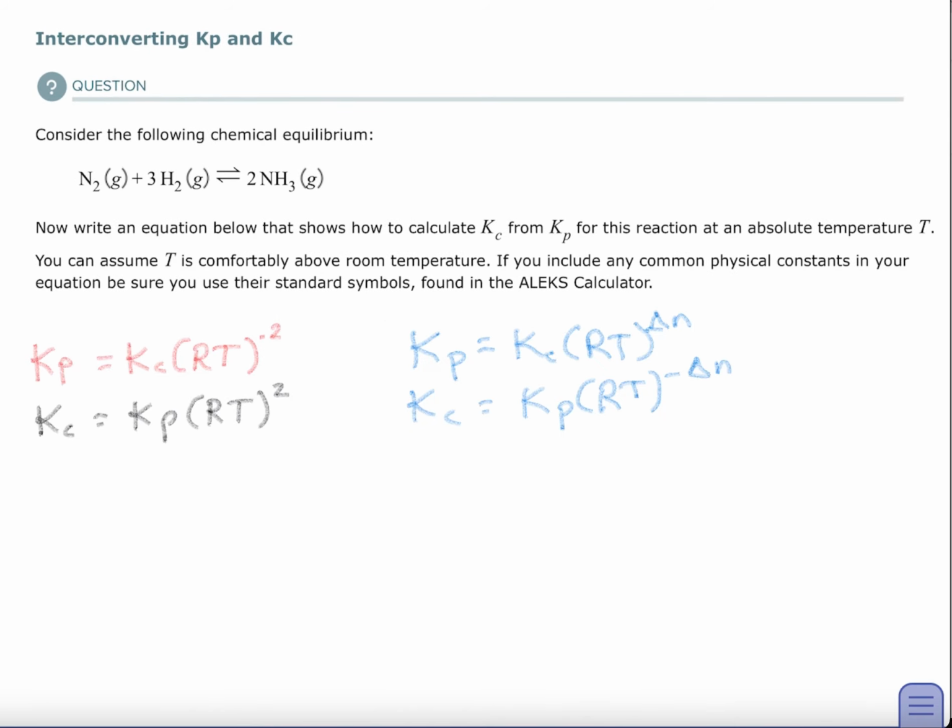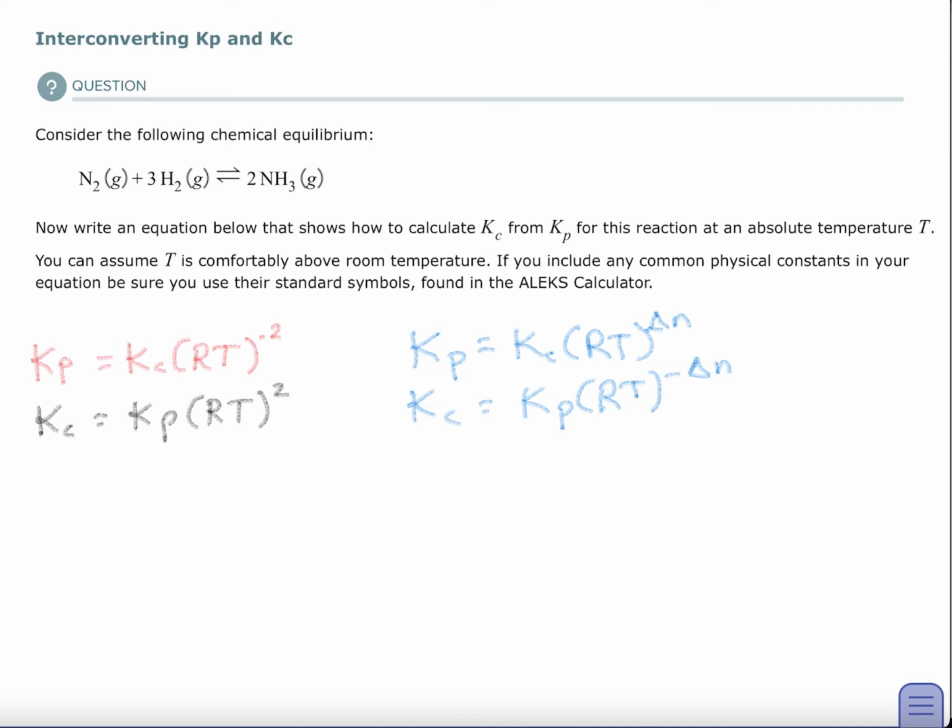So look here just a second. If I have K sub P equals K sub C times RT to the negative 2, and then conversely K sub C equals KP times RT to the 2 power, really what I'm doing, it can be any number, all right? The generic formula I wrote in blue here is K sub P equals K sub C times RT to the change in moles, or K sub C is to the negative change in moles.